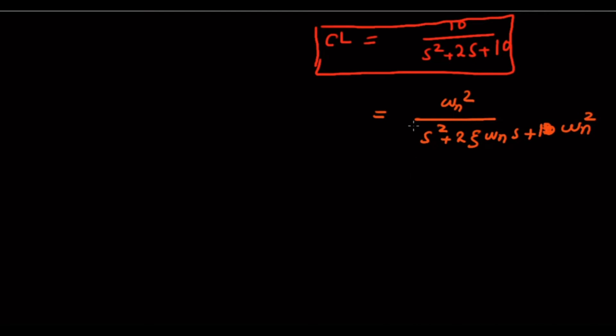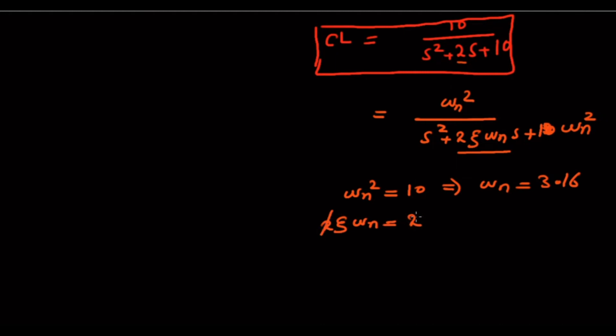It is omega n square. Let's compare this standard transfer function with the given transfer function. We get omega n square is equal to 10. Taking the square root on both sides, we get omega n is equal to 3.16. And also compare 2 zeta omega n. In place of 2 zeta omega n, here is a 2. So 2 zeta omega n is equal to 2. 2 and 2 will cancel out. Zeta will be 1 divided by omega n.